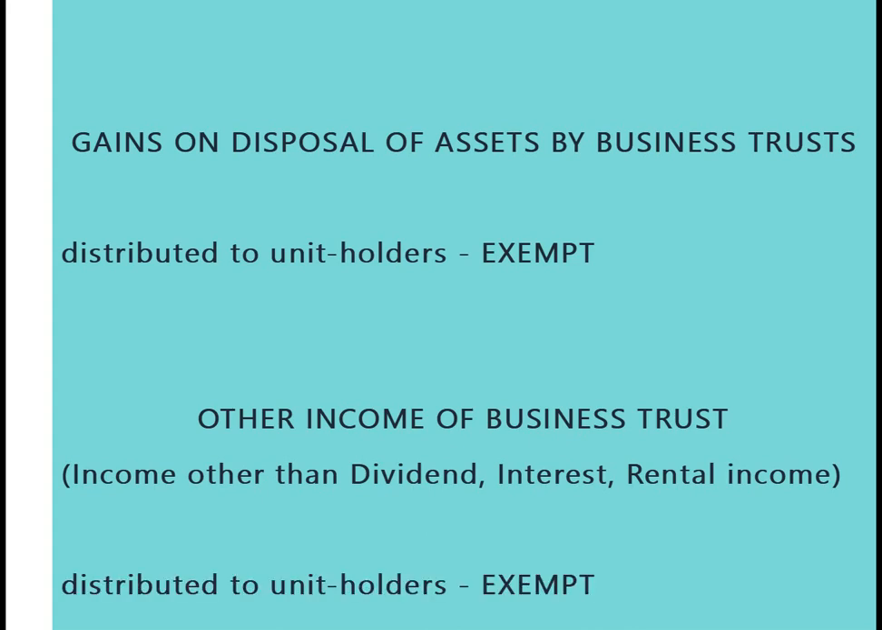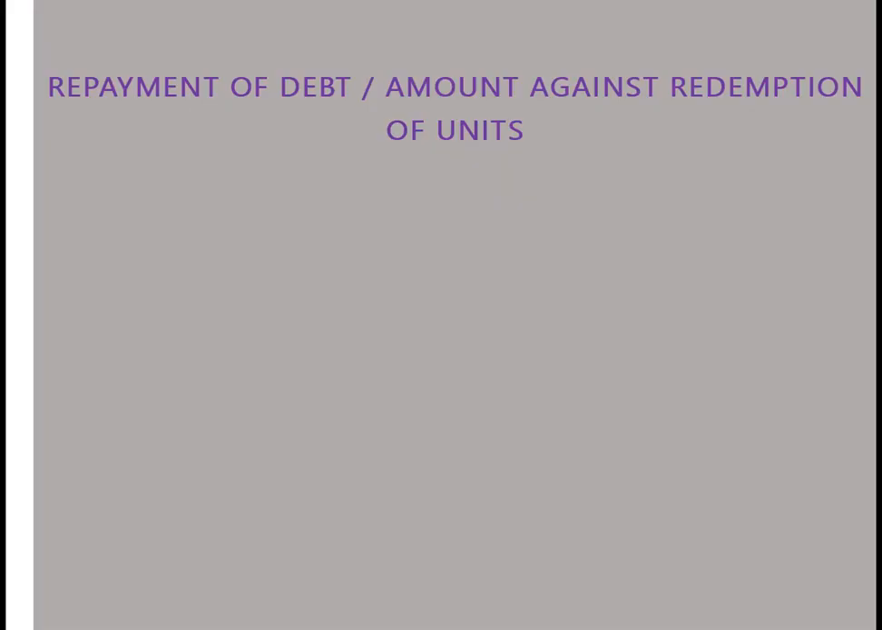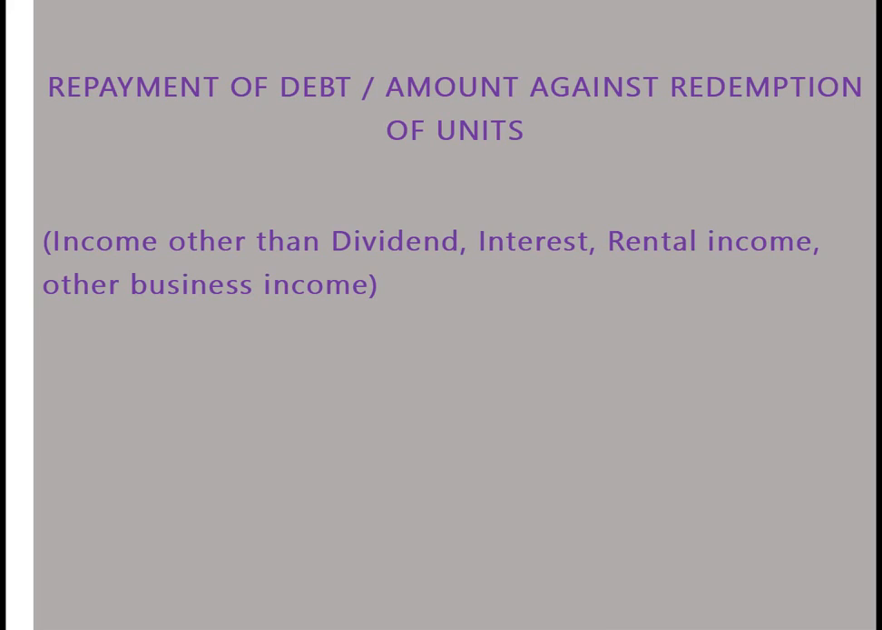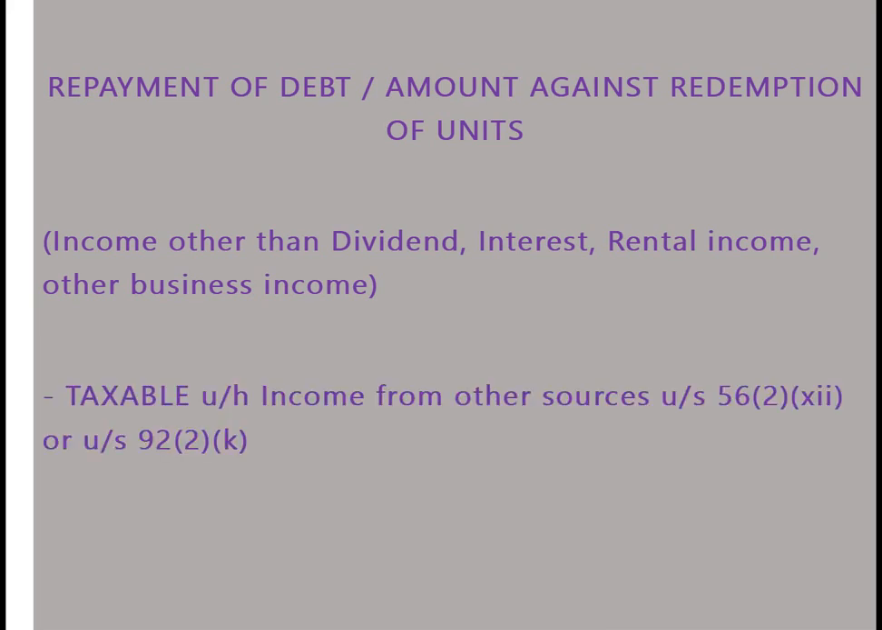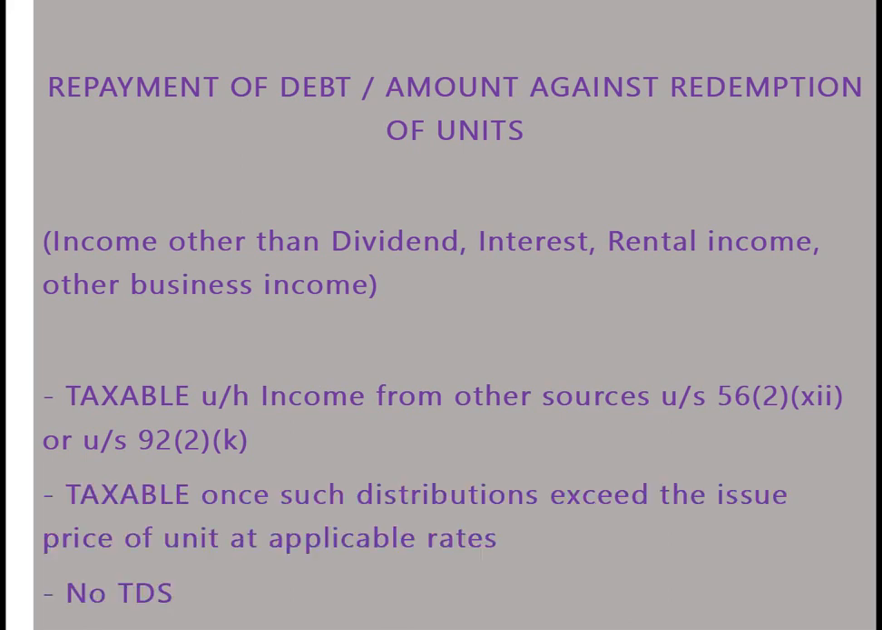Next category is repayment of debt or reduction. This is taxed under the head income from other sources and computed as per section 56(2)(12) or 92.2K. Earlier, this amount was considered non-taxable and was reduced against the cost of acquisition of units. Now, it is directly taxed, but only when the distribution amount exceeds the issue price of the unit.